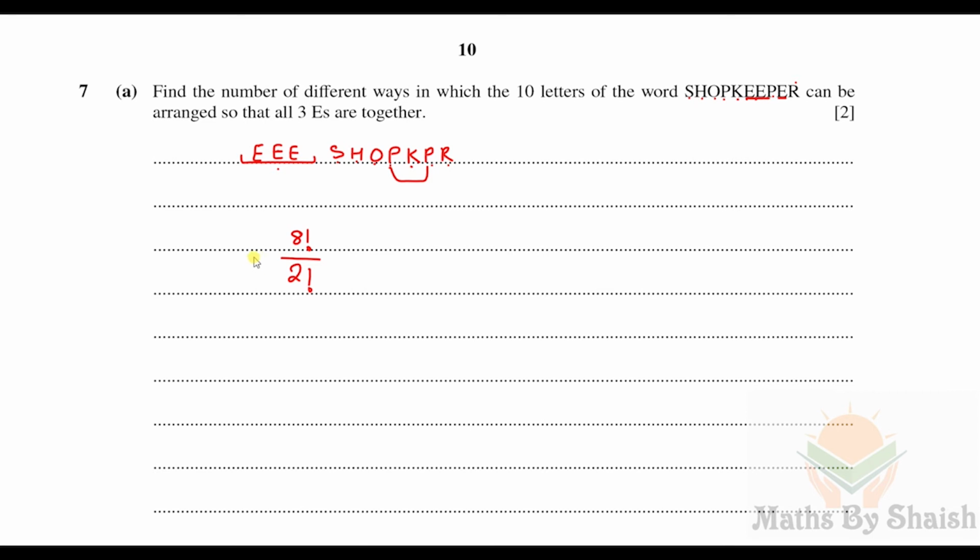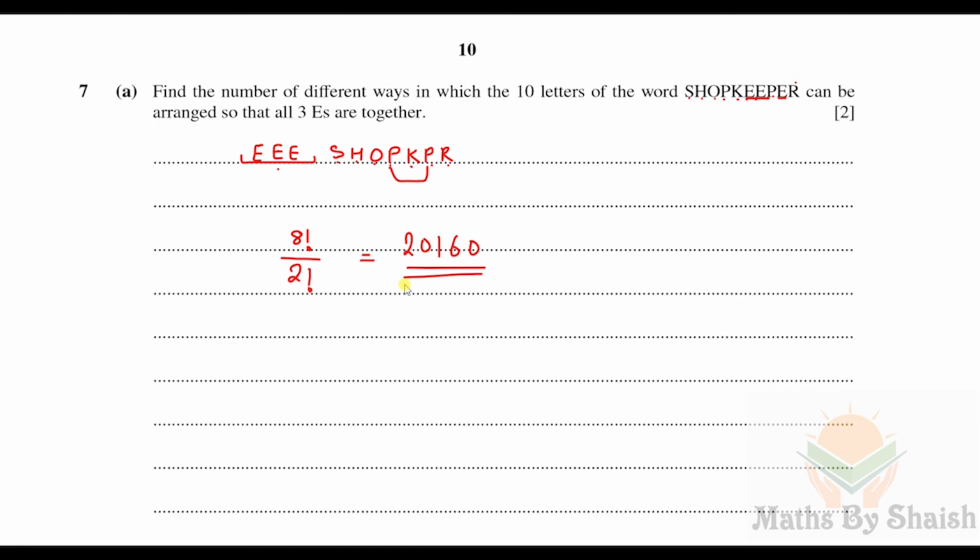So this is the total number of different ways in which these 10 letters of the word shopkeeper can be arranged so that all the three E's are together. And this value of 8 factorial over 2 factorial is 20160. 20,160 ways are there in which this thing can be arranged.